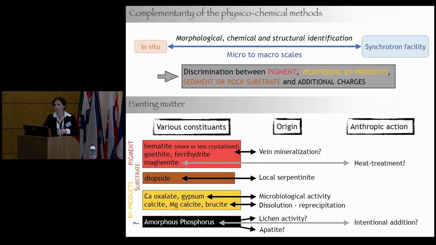We need to understand more about this amorphous phosphorus and understand if it's due to lichen activity, to presence of apatite, and if it's coming from an additional intentional addition.